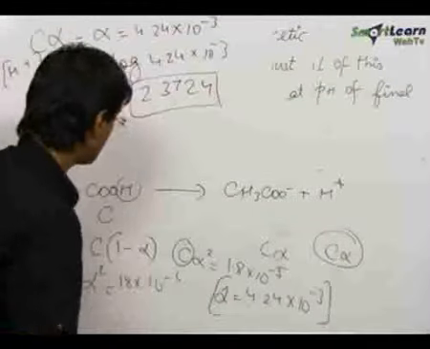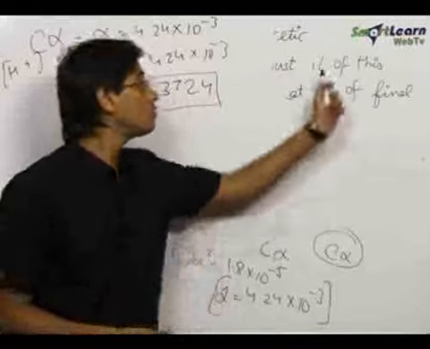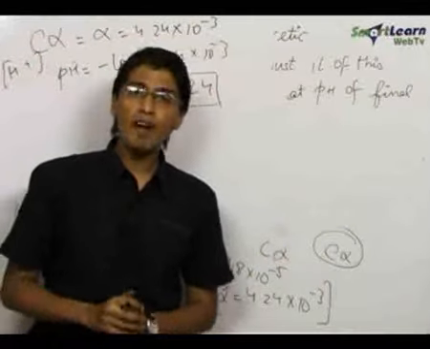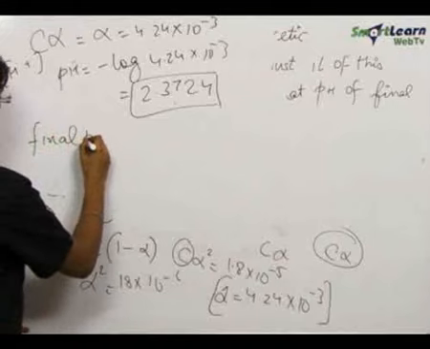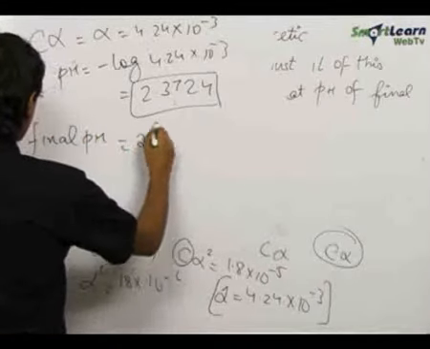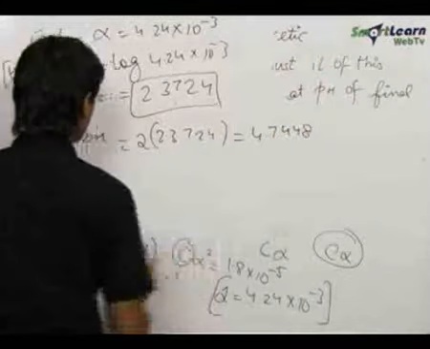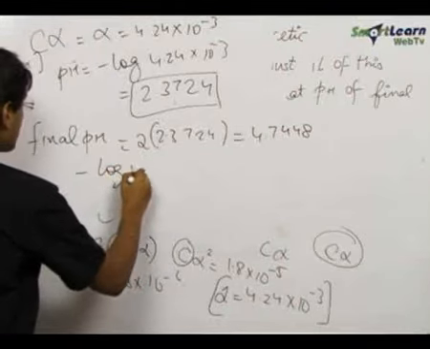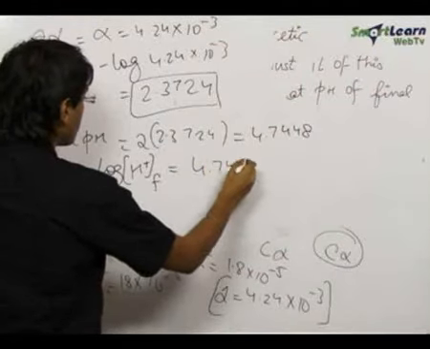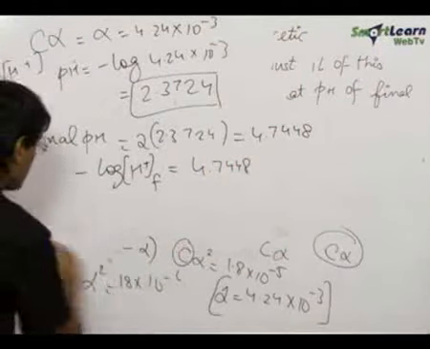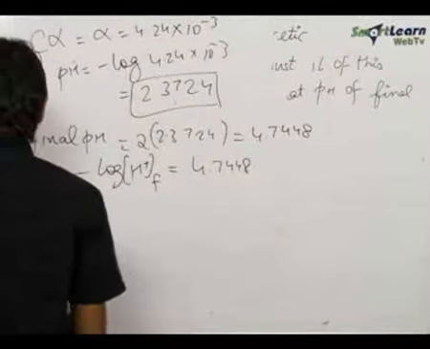Now in order to find the answer for the second part, we are asked to what volume this 1 liter of the solution must be diluted so the final pH is equal to twice the original pH. So our final pH will be equal to twice of this pH, that is twice of 2.3724, which is equal to 4.7448. Minus log of the final H+ ion concentration is equal to 4.7448. From here we can find the H+ ion concentration in the final solution.